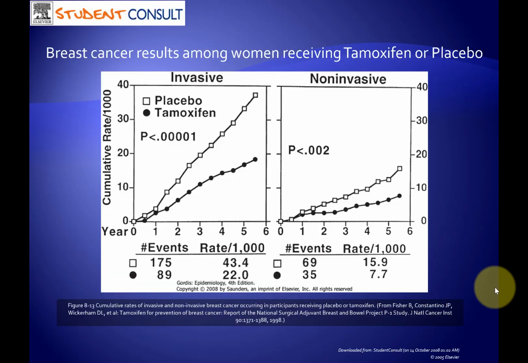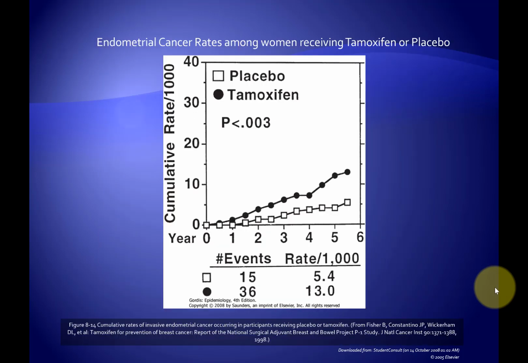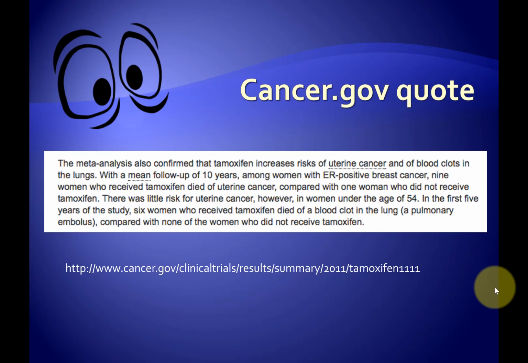Here you can see the cumulative rates of invasive and non-invasive breast cancer occurring in participants receiving placebo or tamoxifen. In both types of cancer, women treated with tamoxifen had a decreased incidence of breast cancer. In this graph, we can also see that women treated with tamoxifen had a higher incidence of endometrial cancer in comparison with the placebo group. And here's a little sample of what some of the findings were regarding tamoxifen.